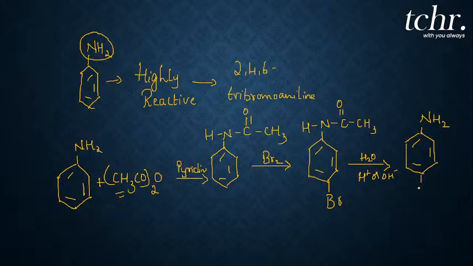So now what do I get? The major product, that is parabromoaniline, correct? So why did I do all this? Because you have to understand, students, aniline is a highly reactive compound, okay? So directly the major product does not come, we get the 2,4,6 halogenated product. So by protecting the NH2 group we can produce the product, that is through acetylation.